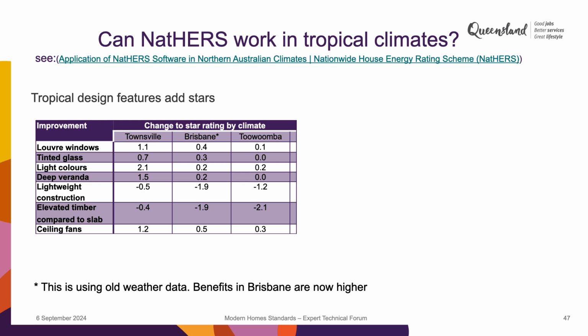Brisbane, much less benefit because you've also got some heating, but I'll tell you a little bit more later. Brisbane's got more cooling because of the new climate data than it used to have, which probably means it always had more cooling than NatHERS was assuming, because the new climate data is much more accurate these days. Toowoomba benefits are not that big. It's a lot cooler.